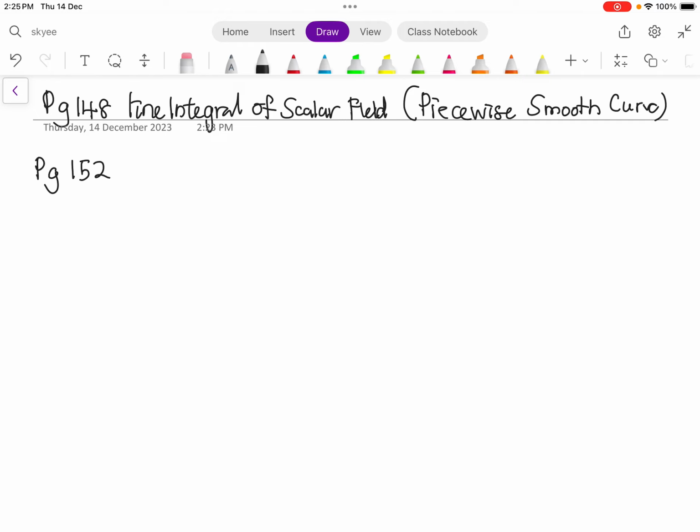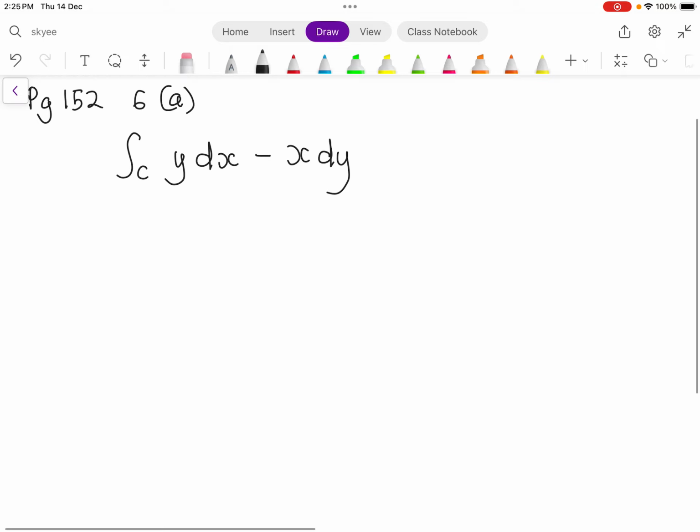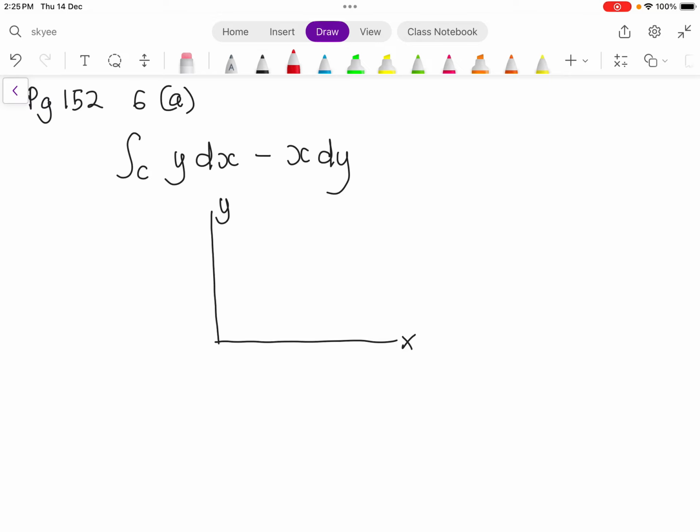Question number 6A. You have to evaluate the line integral y dx minus x dy. This is the line integral that you have to solve along the curve shown in figure A. If you look at figure A, this is your axis y, this is your axis x. You can see the triangle.